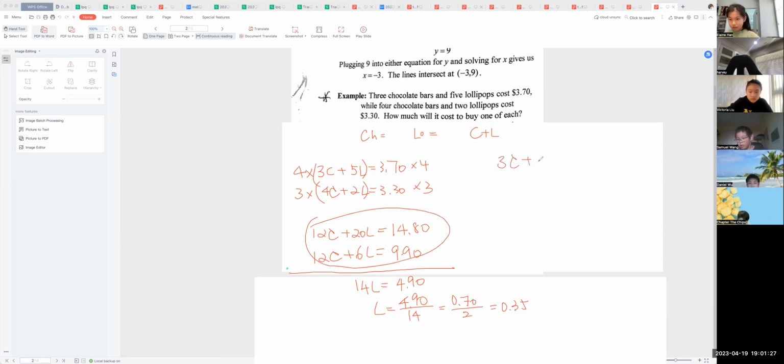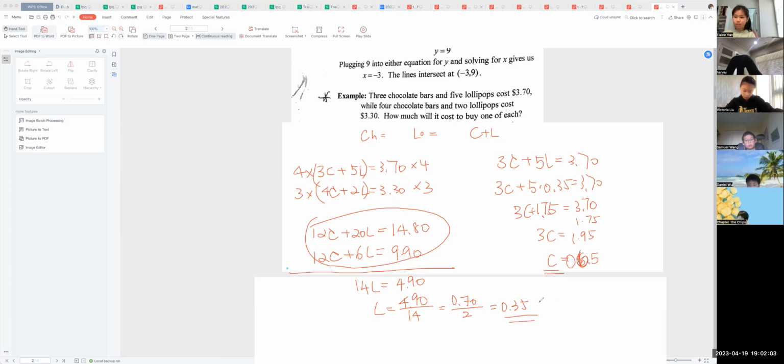So 3C plus 5L equals 3.70. So 3C plus 5 times 0.35 equals 3.70. So this one is 1.75. So 3C plus 1.75 equals 3.70. So 3C equals 3.70 minus 1.75, so 1.95. So C equals 0.65, right? Okay, because chocolate is 0.65 and lollipop is 0.35, so together it adds up to exactly $1.